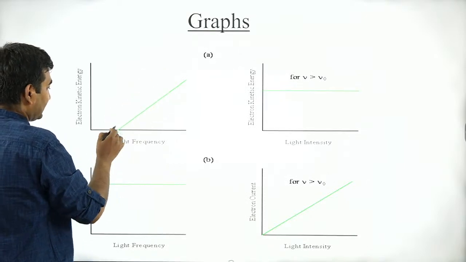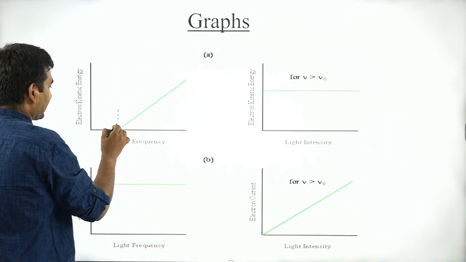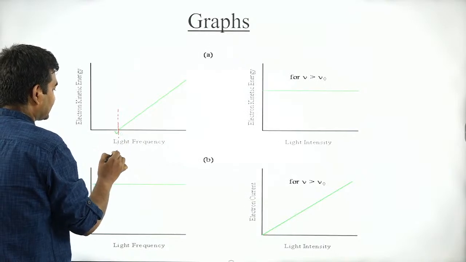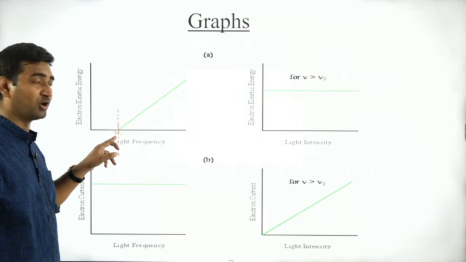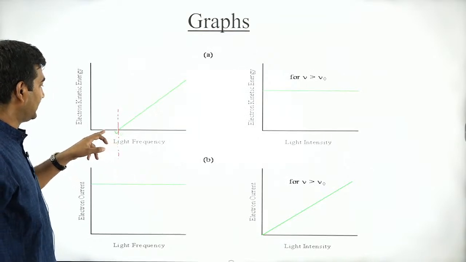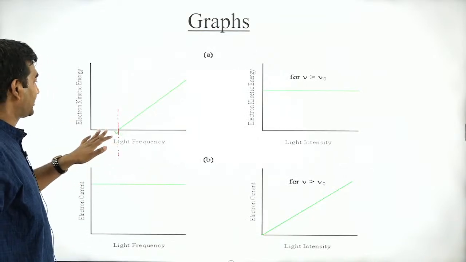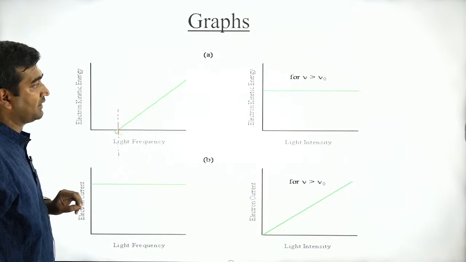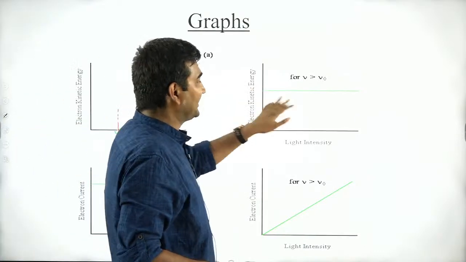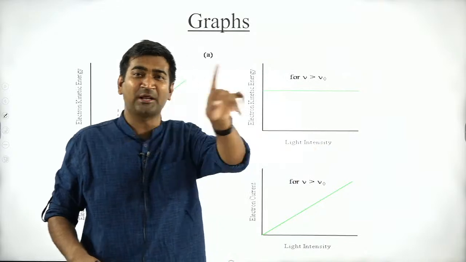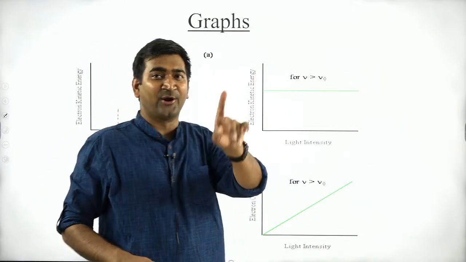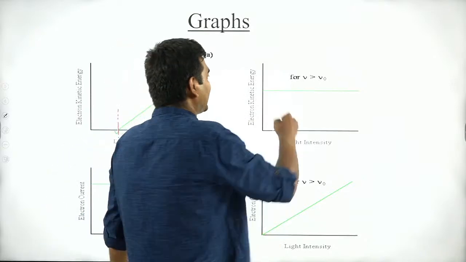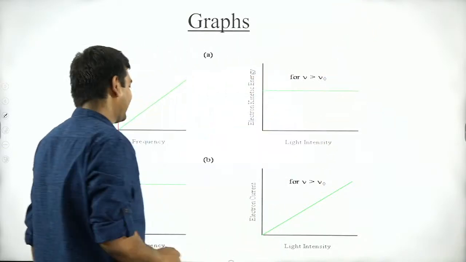But after crossing a certain frequency, which is called the threshold frequency, written here as nu naught, I hope you can see the curve. This is your threshold frequency. Then kinetic energy versus intensity. Kinetic energy is not dependent upon intensity. Please note again, kinetic energy is not dependent upon intensity. So it will be a straight line curve.